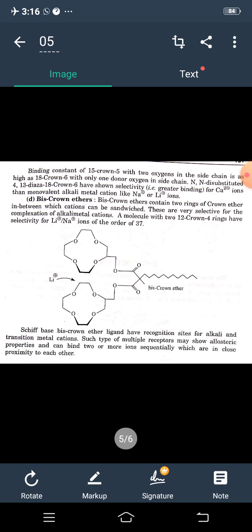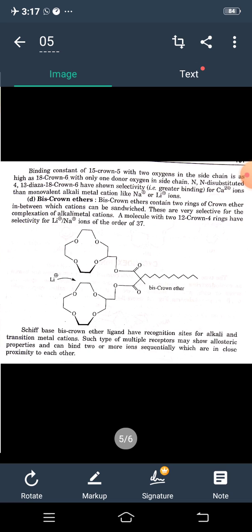N,N'-disubstituted 4,13-diaza-18-crown-6 has shown selectivity, that is, greater binding for calcium 2+ ions than for monovalent alkali metal cations like sodium or lithium ions.